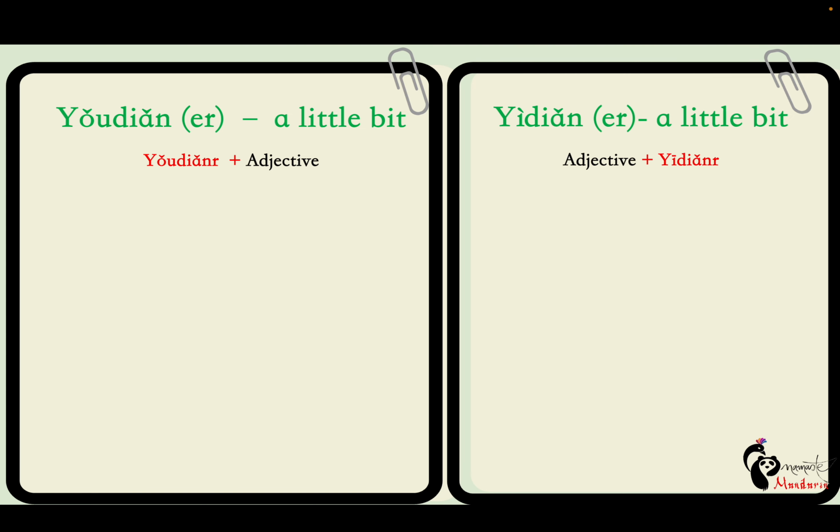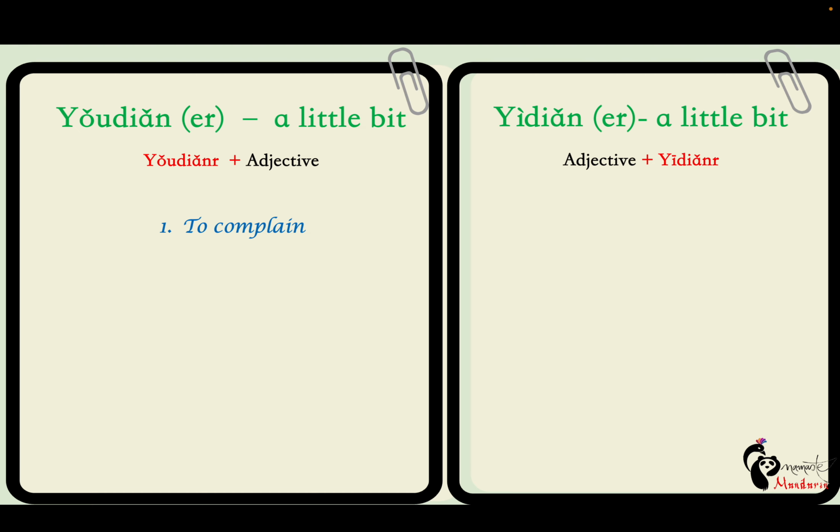Now, what are the scenarios in which we use Yǒudiǎner? The first one is when someone is complaining about something. When I say complaining, that means from the speaker's point of view, this is not something which he or she is expecting, or which is as per his or her requirement or satisfaction. So that one thing is to complain.